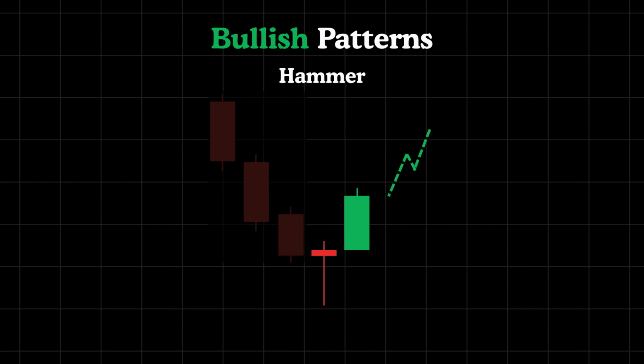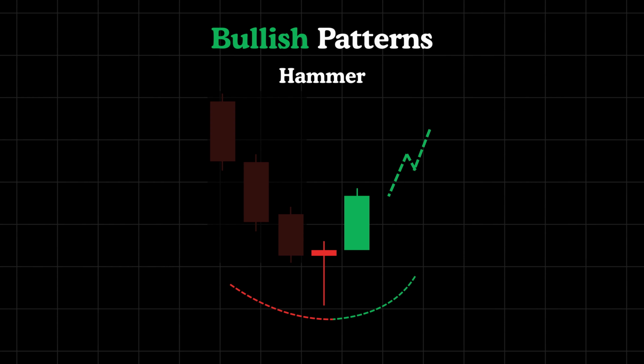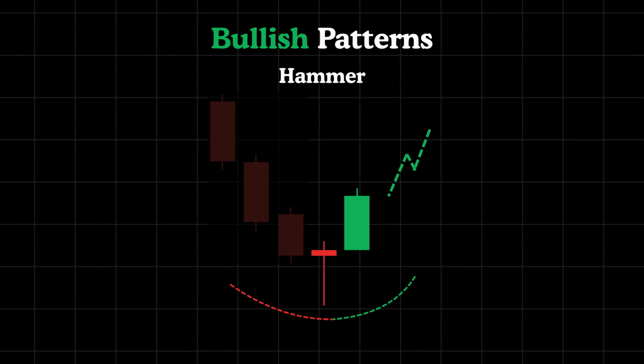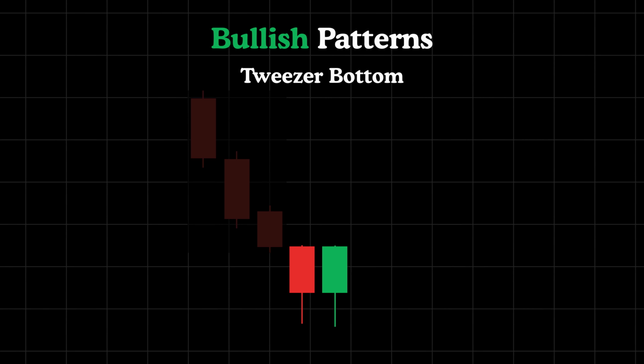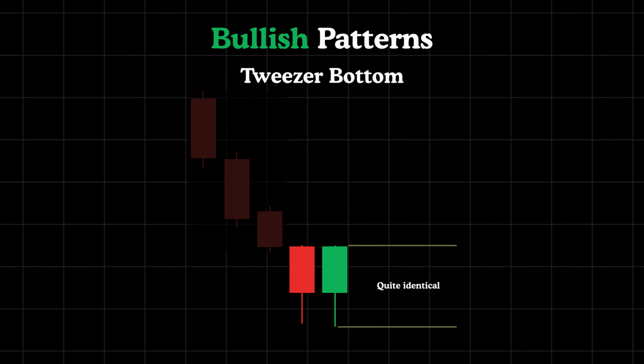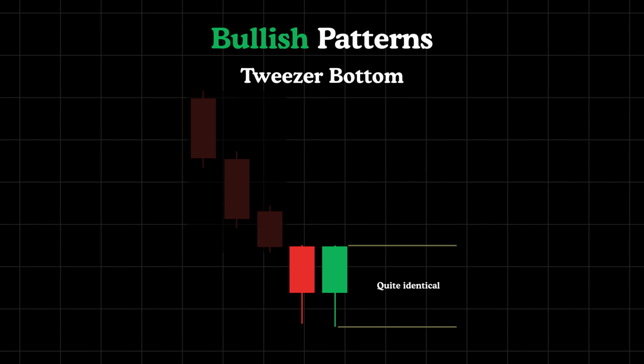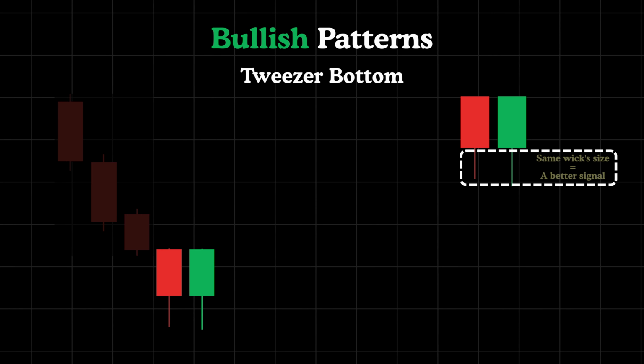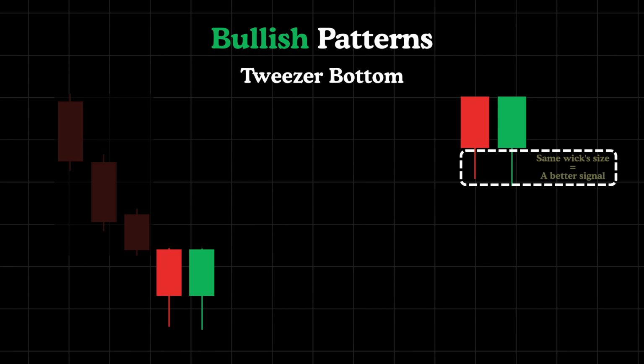For more confirmation, you can wait for this pattern to be followed by a green candle, which gives a clearer indication that the price has started to reverse. The tweezer bottom pattern is formed by 2 candles of nearly equal size. The first one is red, followed by a green one. Their signal can be stronger if both candles share the same lower wick length.